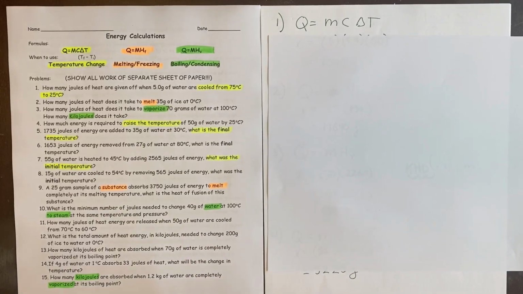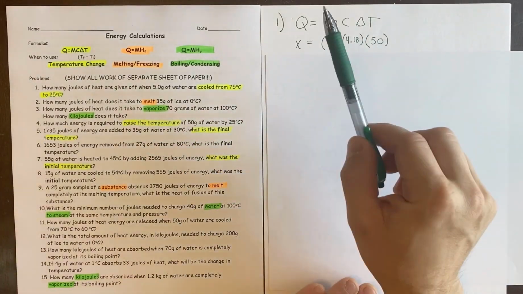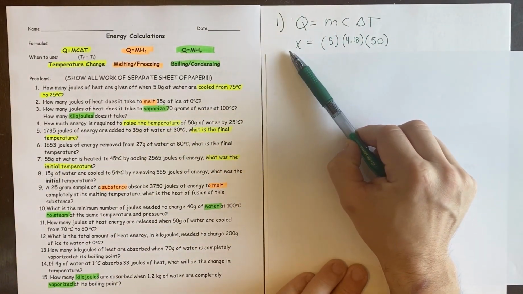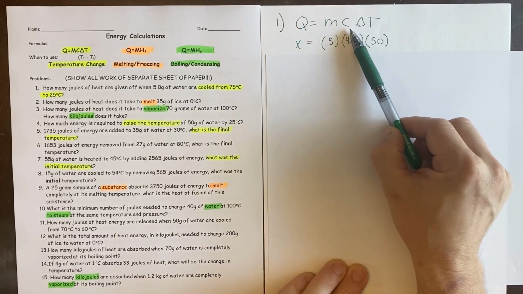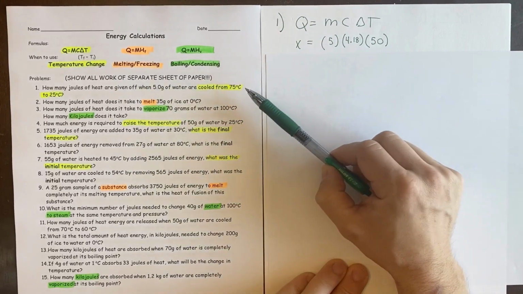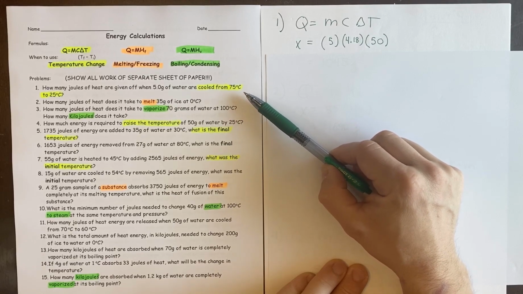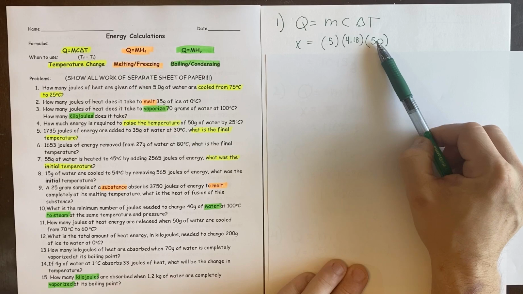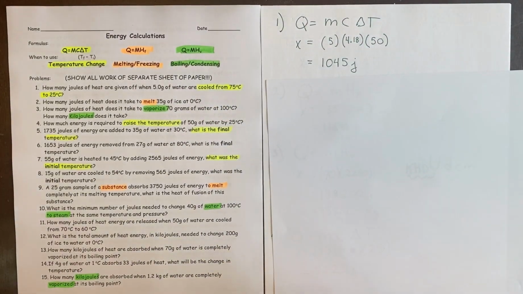So the first one is obviously MC delta T because they told me cooled from 75 to 25. So I set it up this way. They want to know how many joules, so there's my X, that's Q. They told me the mass was 5 grams, there's my M. They told me it was water, so I look up the C value for water if you don't have it memorized already. It's 4.18. And then the delta T. They went from 75 to 25. I'm just going to subtract and make it an absolute value, so we're always just going to make it positive, and it's 50 degrees. 50 degree change in temperature. So you do your math, and there you go, 1,045 joules. That's the answer to question one.